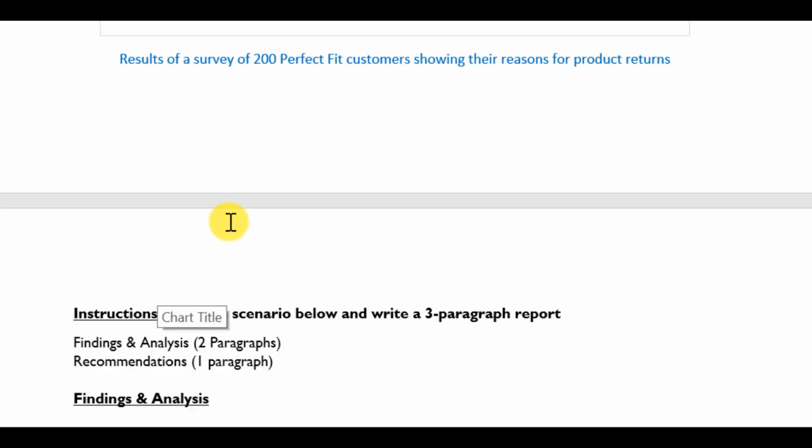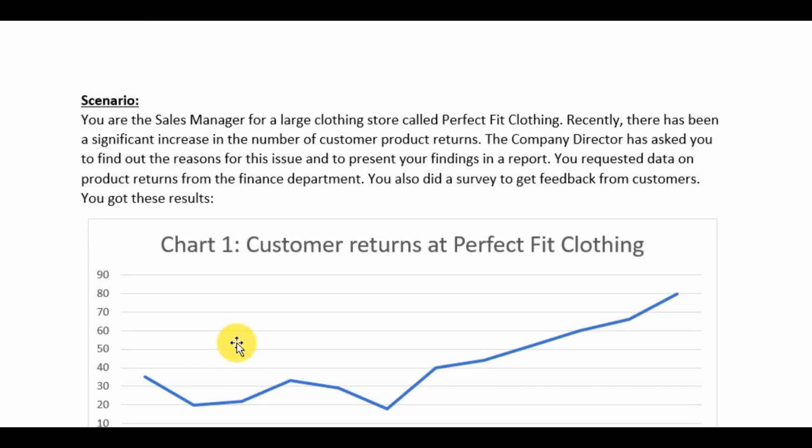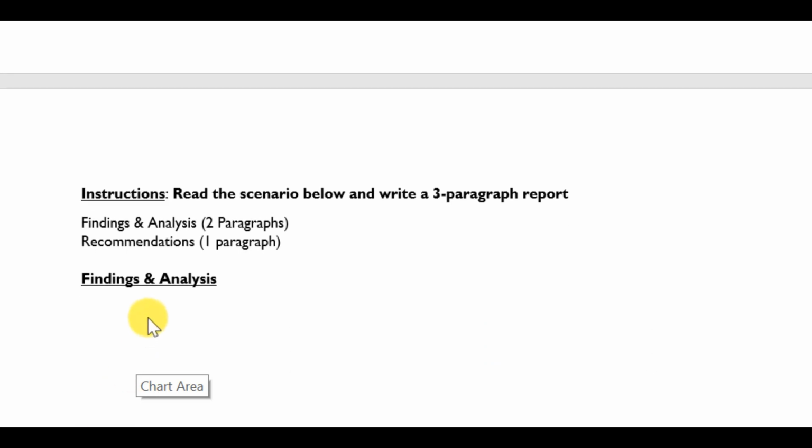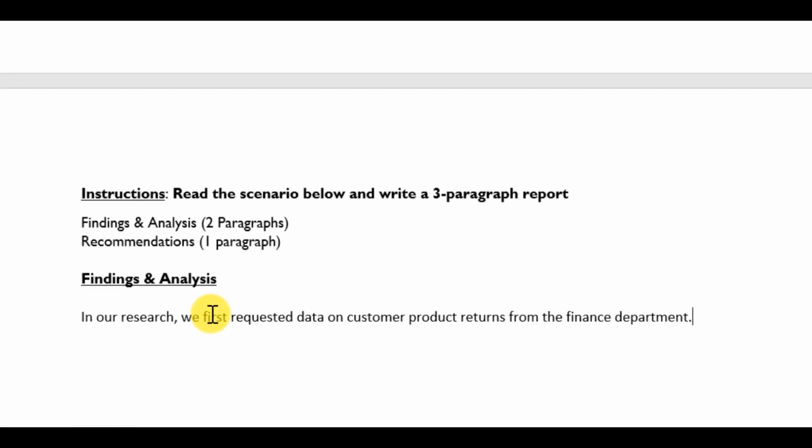So, starting with what kind of research did you do? Well, the scenario tells us exactly what research we did. Firstly, we requested data on product returns from the finance department. So, that is what I'm going to say. In our research, we first requested data on customer product returns from the finance department.